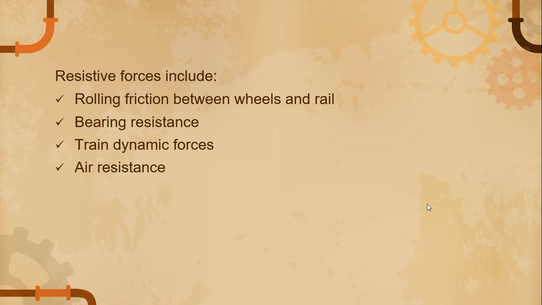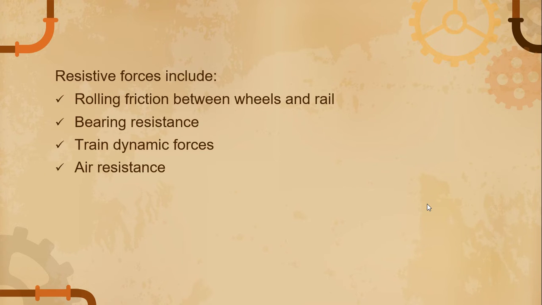Under rolling resistance, mayroong resistive forces. So, una, rolling friction between wheels and rail ay nakadepende sa quality ng truck or yung dinadaanan ng train. Pangalawa, yung bearing resistance, that which varies with the weight on each axle and at low speed, the type, design, and lubrication of the bearing.